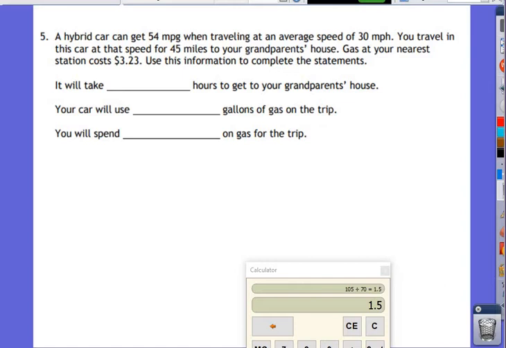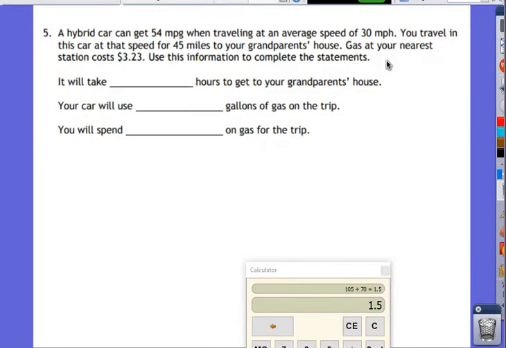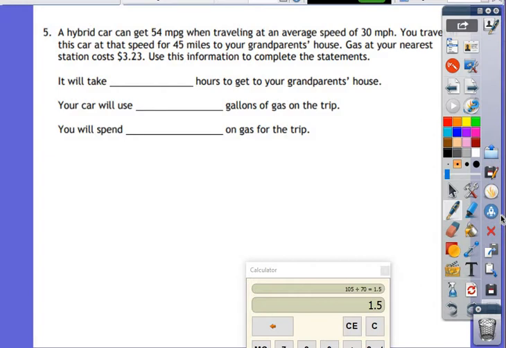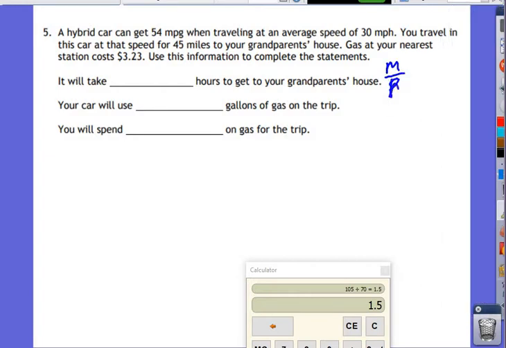So, the first statement says it will take blank hours to get to your grandparents' house. Well, I've got to calculate that. To calculate that, they told me miles per hour. So I'm looking at this problem here. I need a pen. I'm looking at miles per hour. What was my miles per hour? 30 miles in how many hours?